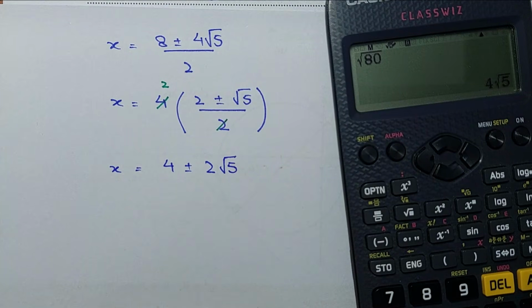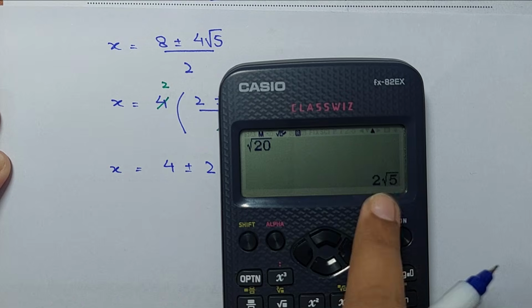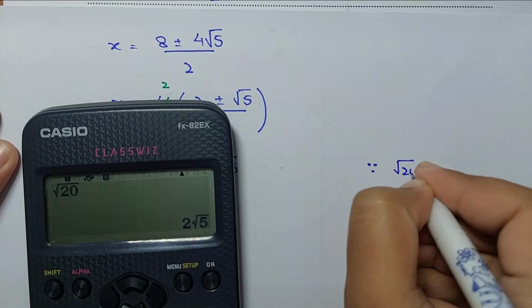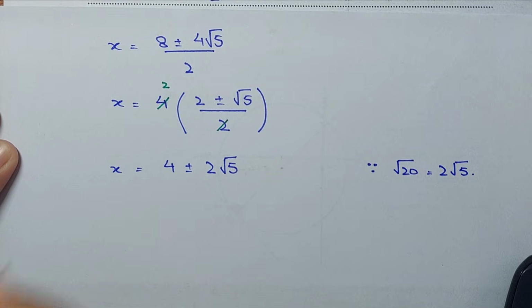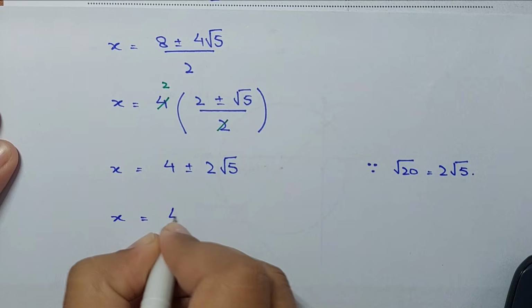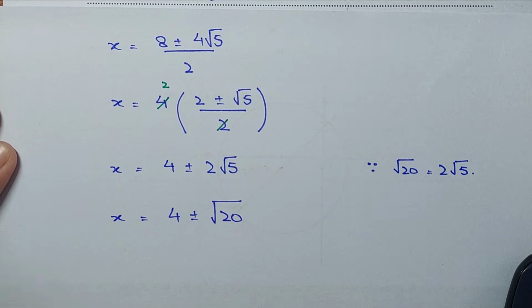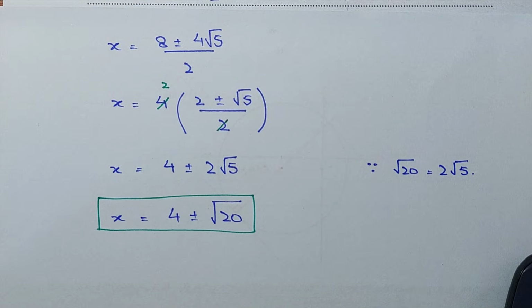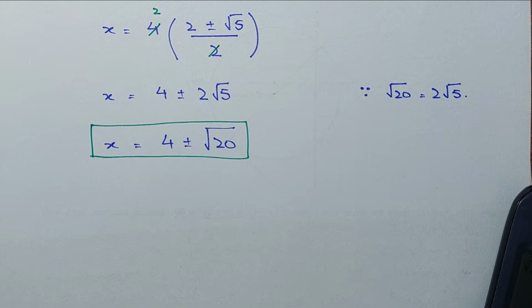So 2 root 5 is basically root 20. We can say root 20 is 2 root 5, right? So root of 20 is 2 square root of 5, and we can write 2 square root of 5 as root 20. So x is 4 plus minus root 20. This is your x coordinate in surd form, right? Now we need to find the y coordinate. To get the y coordinate, just substitute the x coordinate into the equation of line AB.